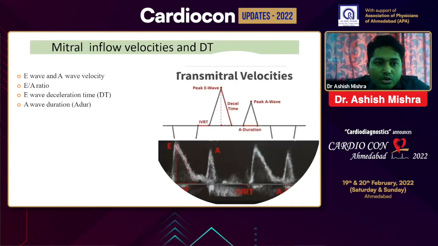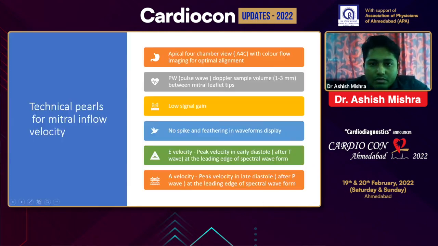Now we move on to the assessment of mitral inflow velocities and deceleration time. This is the typical mitral inflow signal, where we can see the E wave and A wave. Sometimes we can have an intermediate mid-diastolic wave, which is called the L wave. Then we have the deceleration time, which goes from the peak of the E wave to the baseline. This is again depicted in the cartoon representation over the diagram.